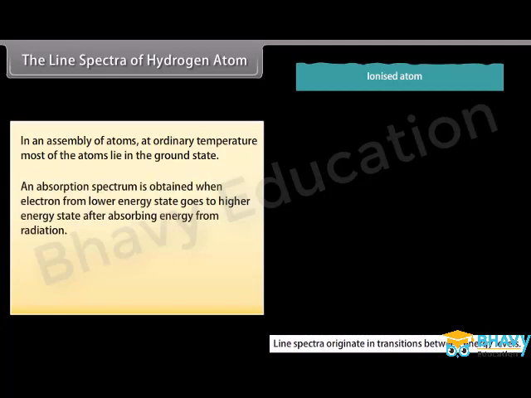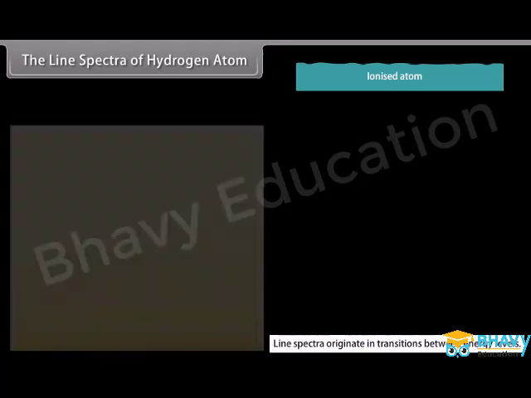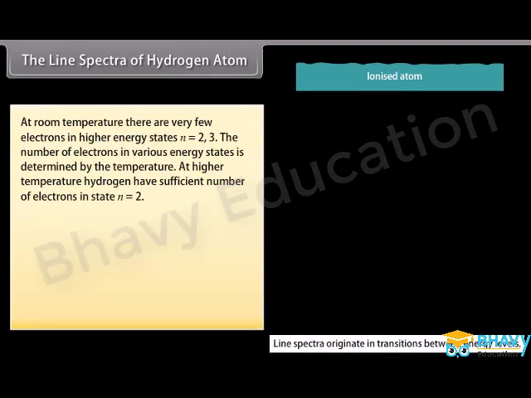An absorption spectrum is obtained when electron from lower energy state goes to higher energy state after absorbing energy from radiation. The frequency of absorbed radiation is given by h nu equals E high minus E low. At room temperature, there are very few electrons in higher energy states, n equals 2 and 3. The number of electrons in various energy states is determined by the temperature. At higher temperature, hydrogen has sufficient number of electrons in state n equals 2.